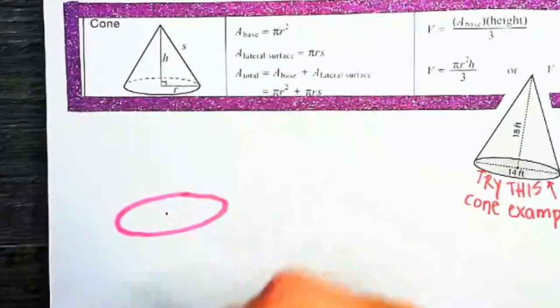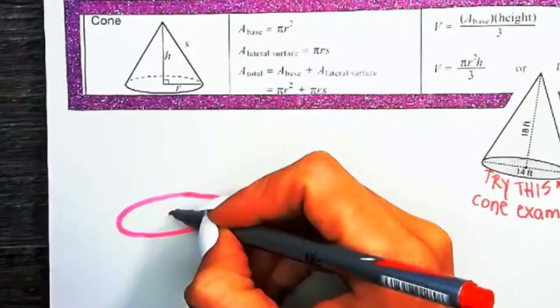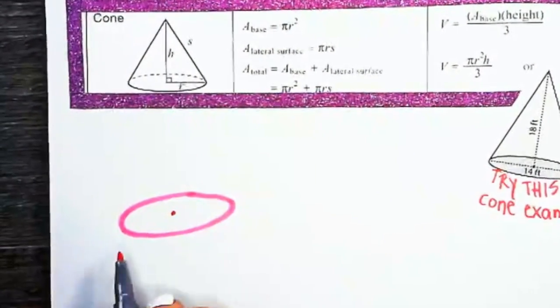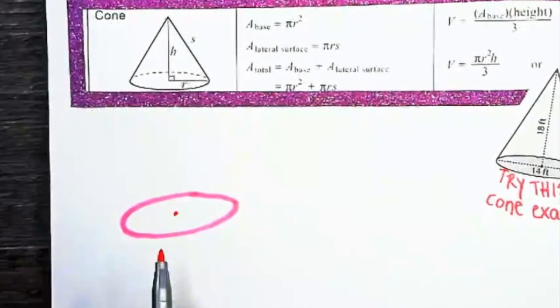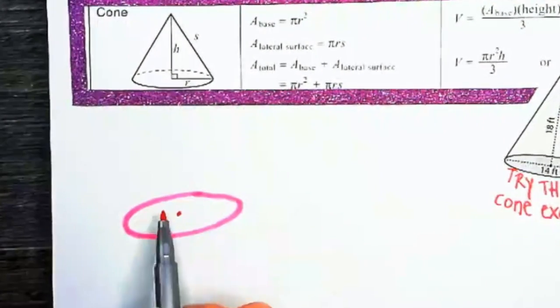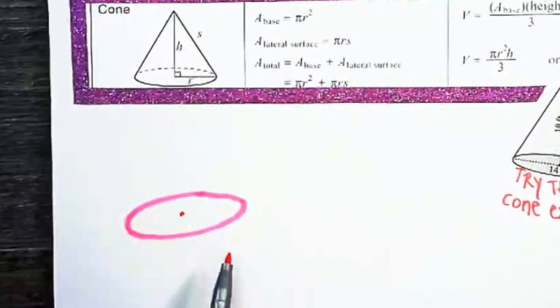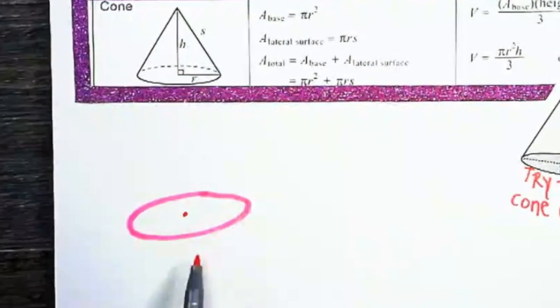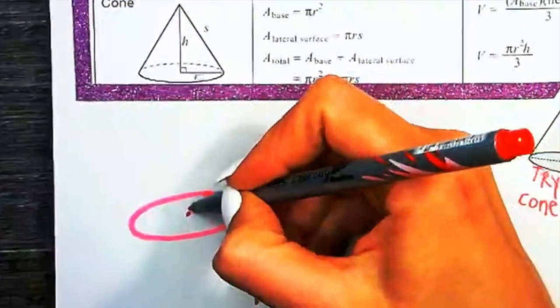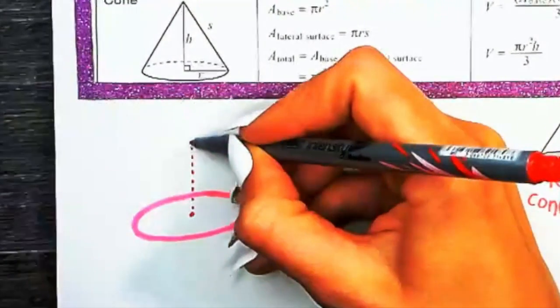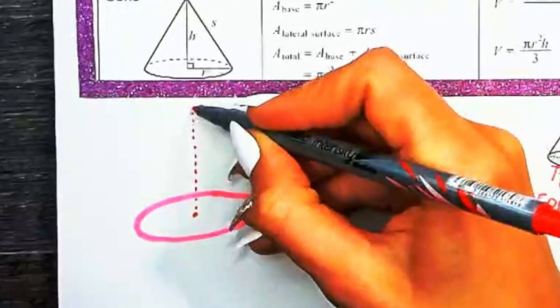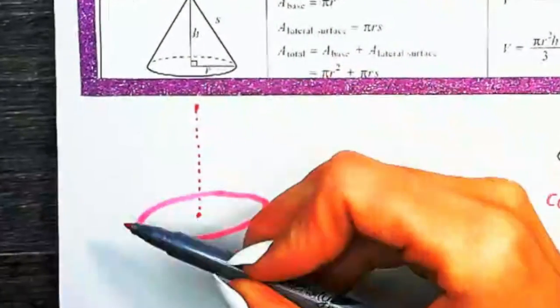Then I like to put a point at the center of your oval here. If you're not sure where the center is, you could draw a few lines, diameters through this center area and see where they cross to figure that out. Then I'm going to go like this and determine how tall I want my cone to be. This point right there will be my apex.